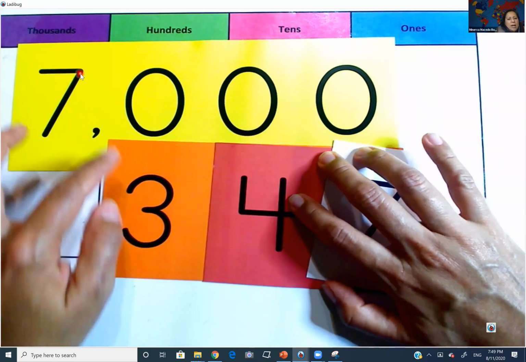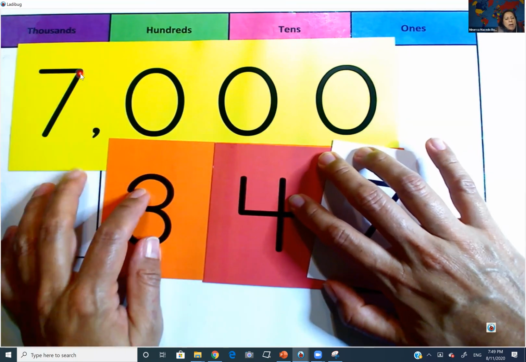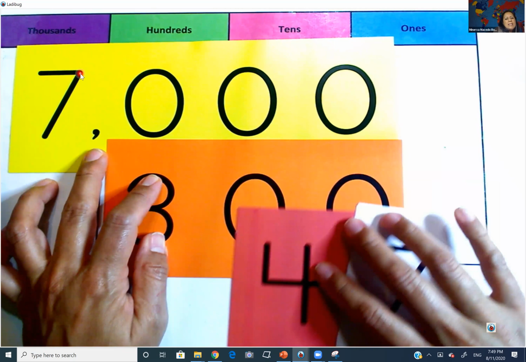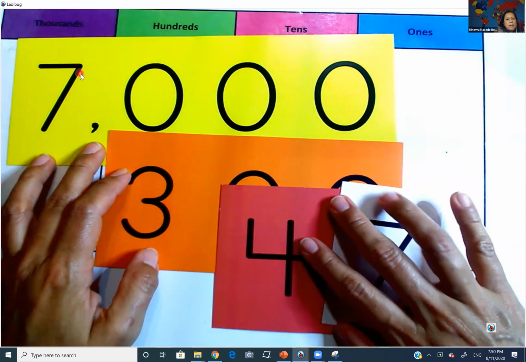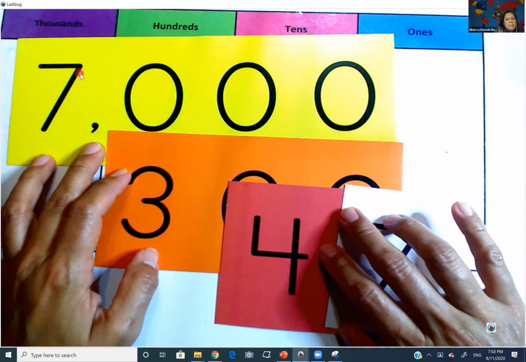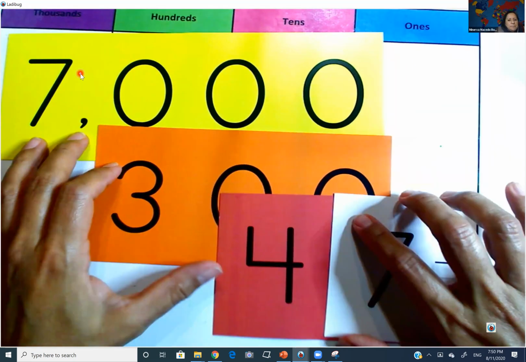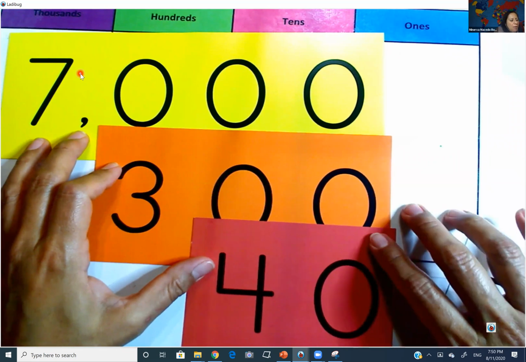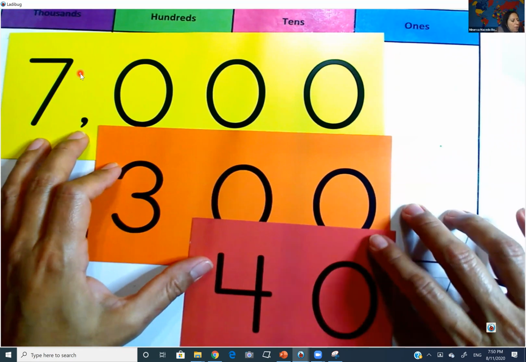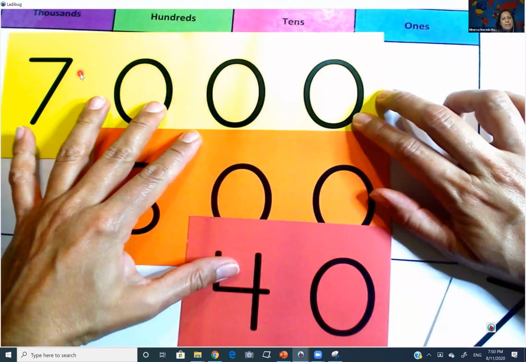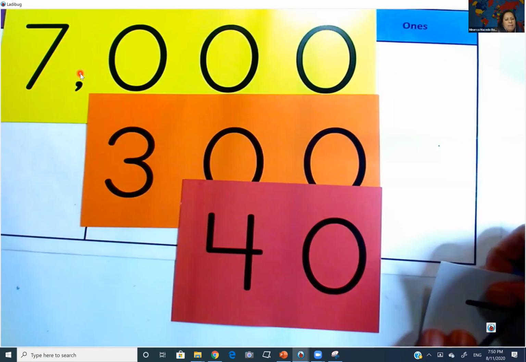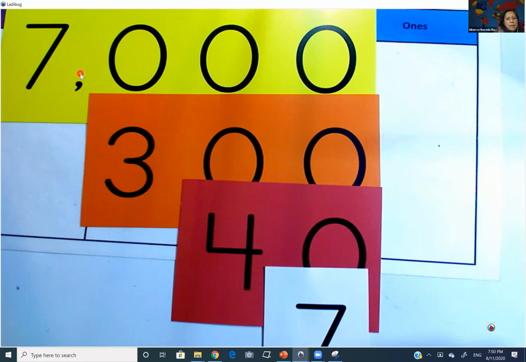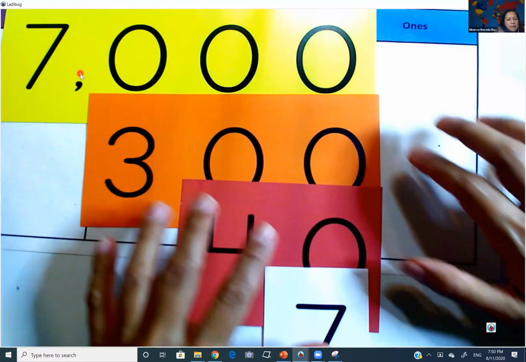Now the 3 is in the hundreds place, so the value is going to be 300, or I can tell that the 3 stands for 300. Now the 4 is in the tens place, so it's going to be 40, or I can tell that the digit 4 stands for 40. And finally, the 7 is in the ones place, so the value is going to be 7. I can tell that the 7 stands for 7.